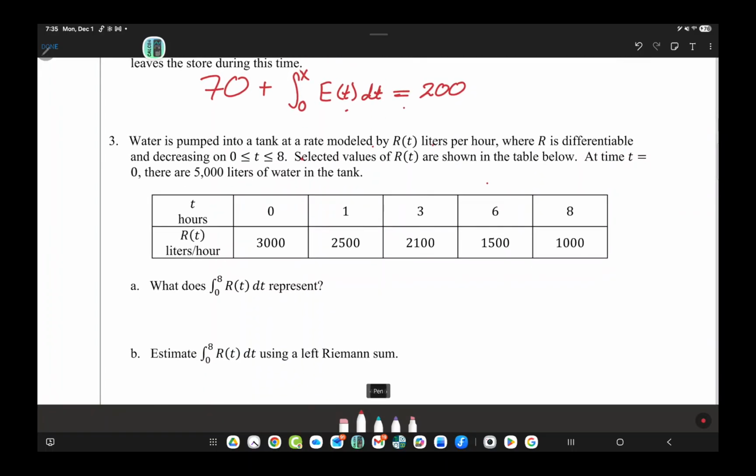Water is pumped into a tank at a rate modeled by R of t liters per hour, where R is differentiable and decreasing from 0 to 8. Select the values of R that are shown in the table. At time t equals 0, there are 5,000 liters. Now, what this tells you, and this is what people often get confused because they're not quite reading the question, is this right here is the initial value. These are not amounts left in the tank. This is a rate. That is how much is being increased or decreased over that rate.